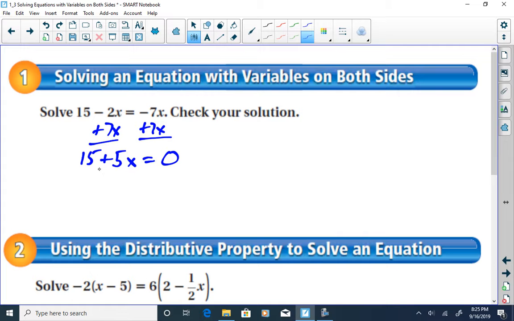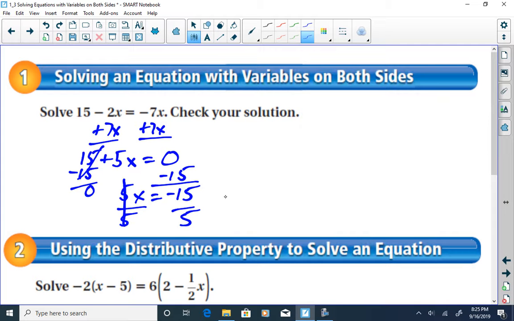Now in order to get the variable by itself, we'd have to subtract 15 next from both sides of the equation. On the left side of the equation that's going to be 0. I'm left with 5x is going to be equal to negative 15. My last step is to divide both sides of this equation by 5, and then we wind up with x is equal to negative 3.